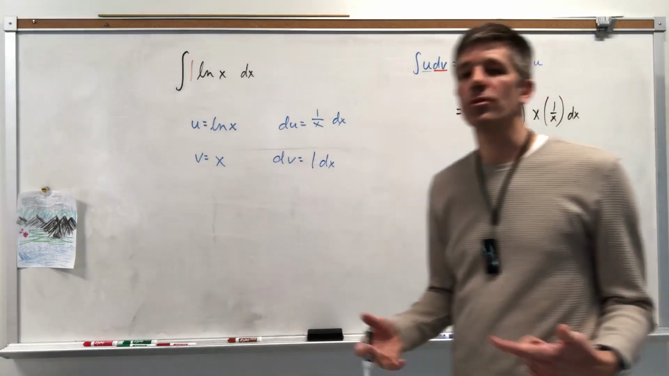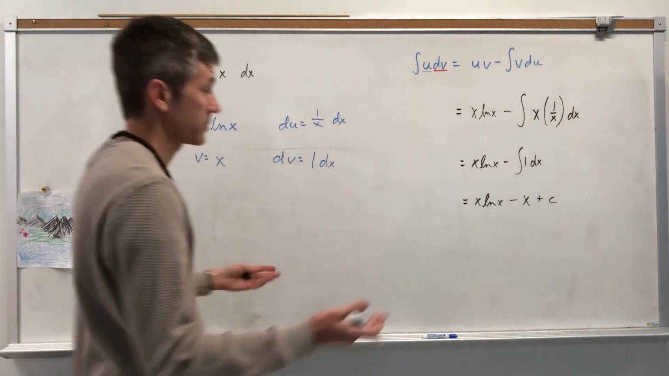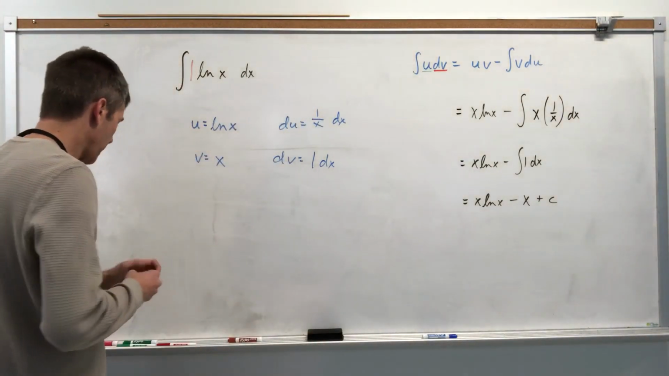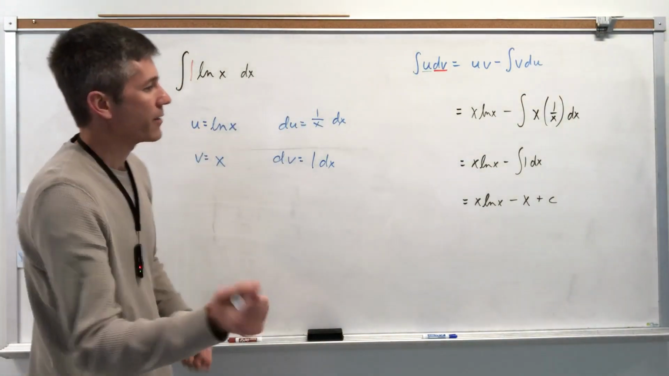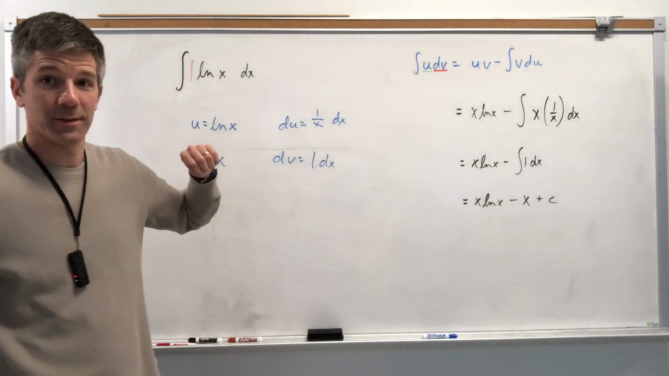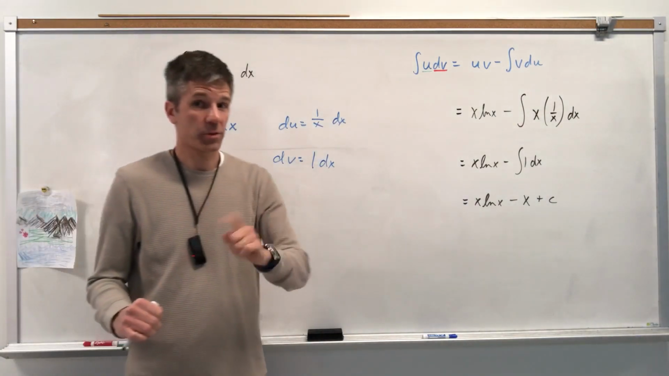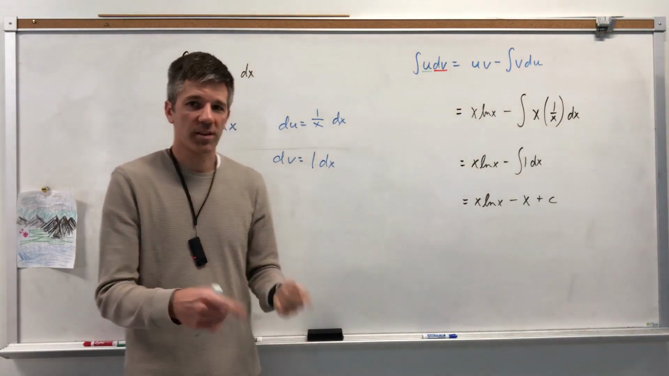I want to prove to you that this works. And the best way to prove it is to check your answer and make sure that it works. So let's do it. I'm going to switch colors here for a second. Let's go green. If I'm going to take the derivative of this, I better get ln x. So the question really is, what's the antiderivative of ln x? Or, let's rephrase it, the derivative of what will give me a natural log?